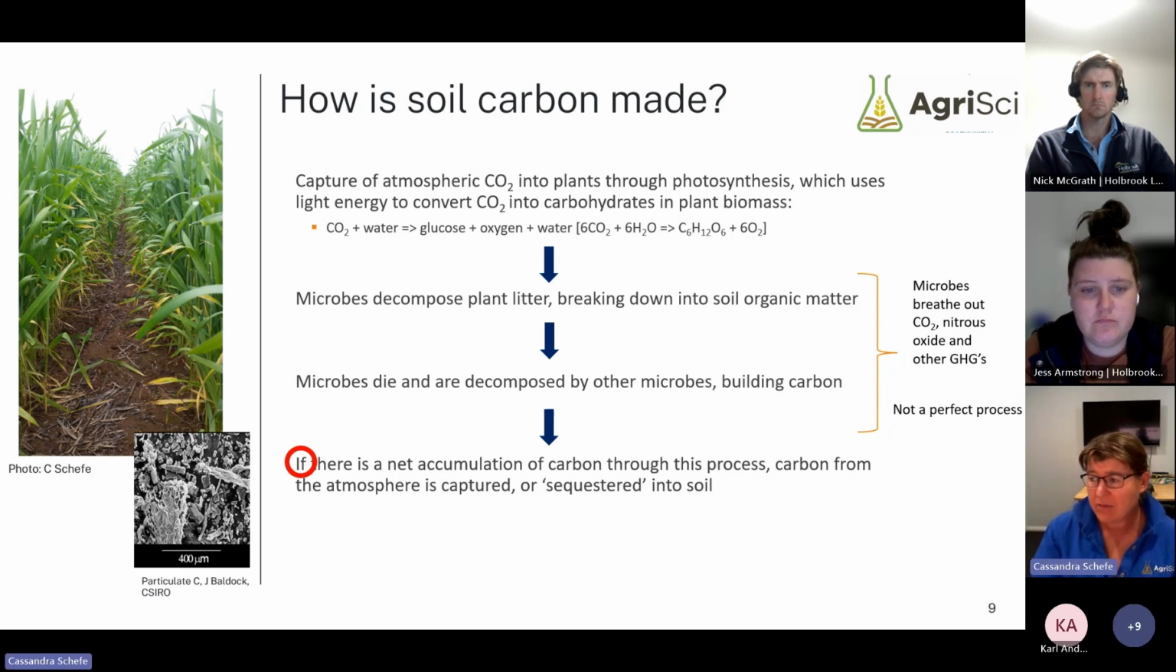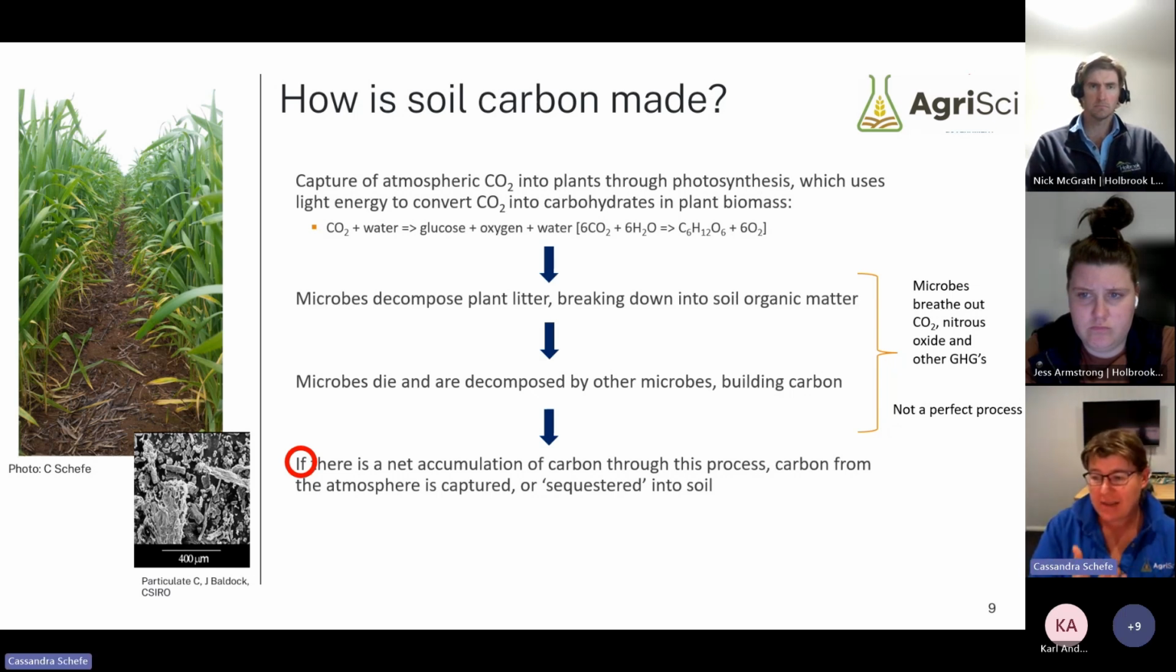The challenge we have is that it's not a perfect process. Just like us, microbes breathe in oxygen and they breathe out CO2. So every time there's microbial activity in soil, we're actually losing carbon through the respiration processes from the microbes. In addition to the CO2 that they release, there's also a lot of microbes that exhale nitrous oxide and other greenhouse gases.